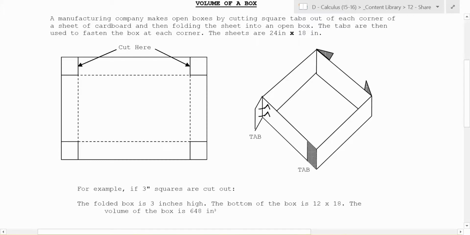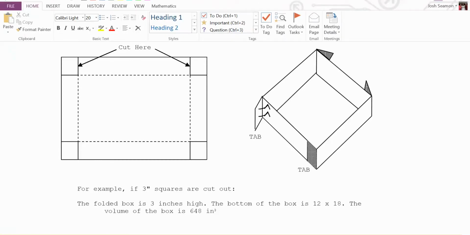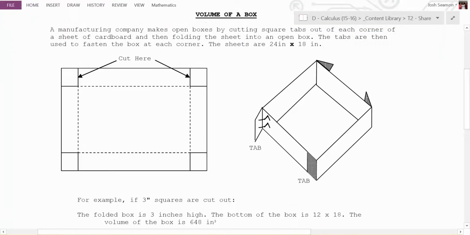What's one number you put in the diagram? 24. Where'd you put the 24? Along the entire bottom, like this right here? Yes. So that right there is 24? Okay, I'll put it like this.